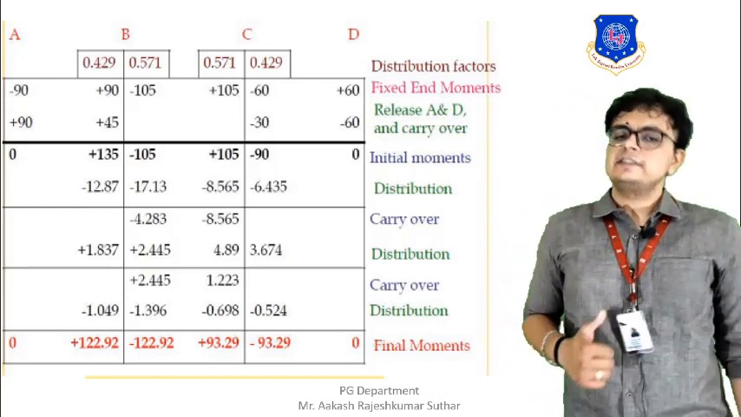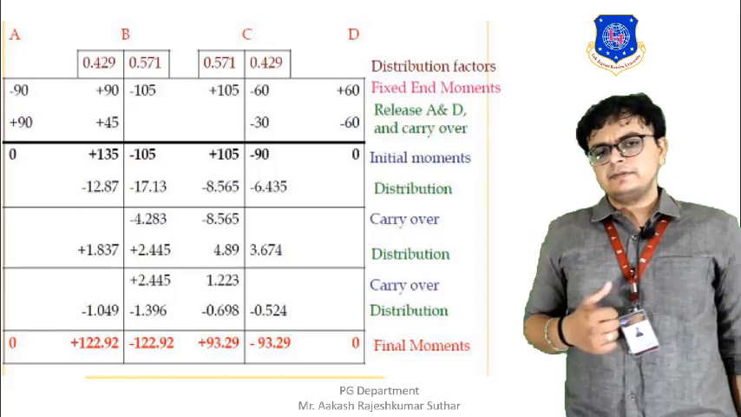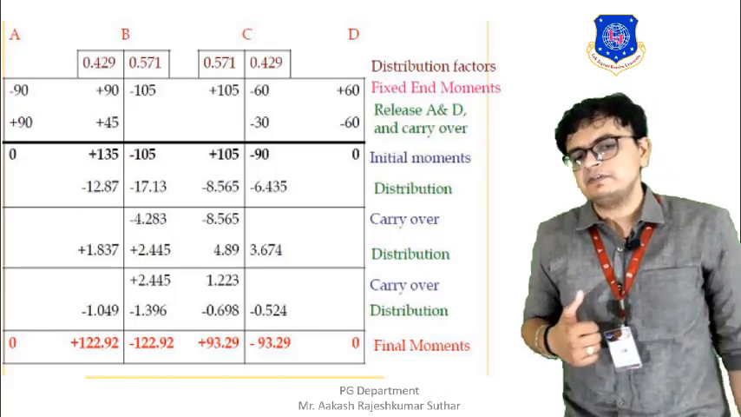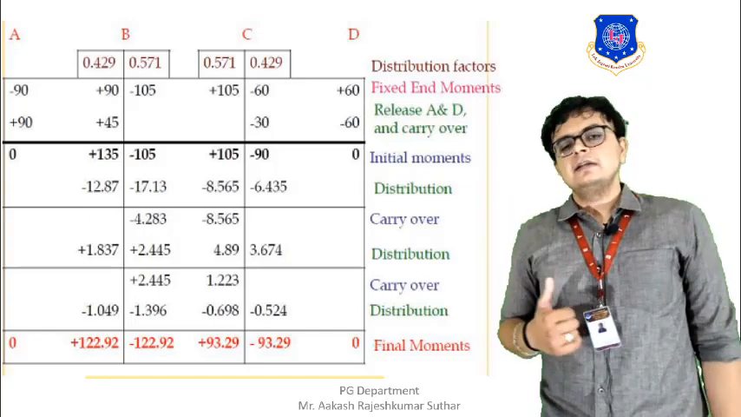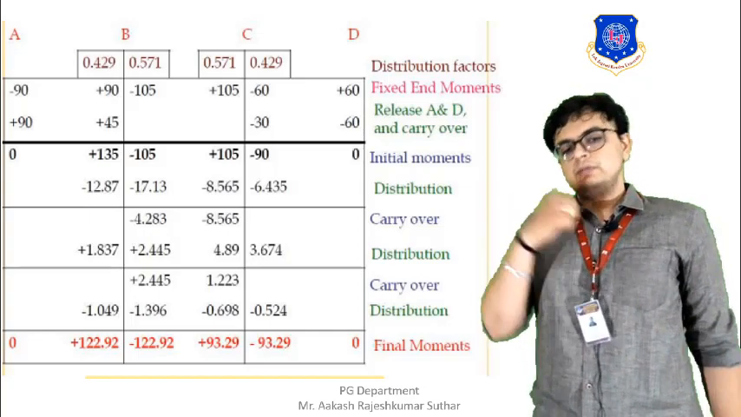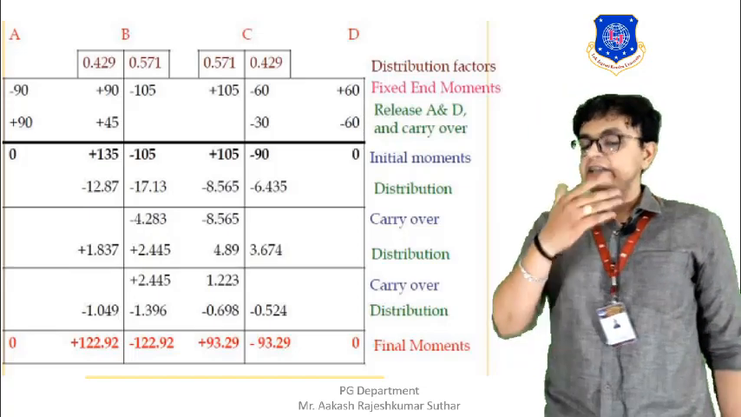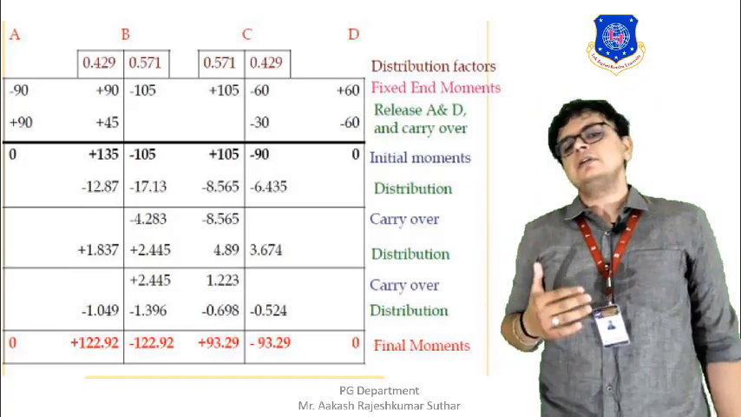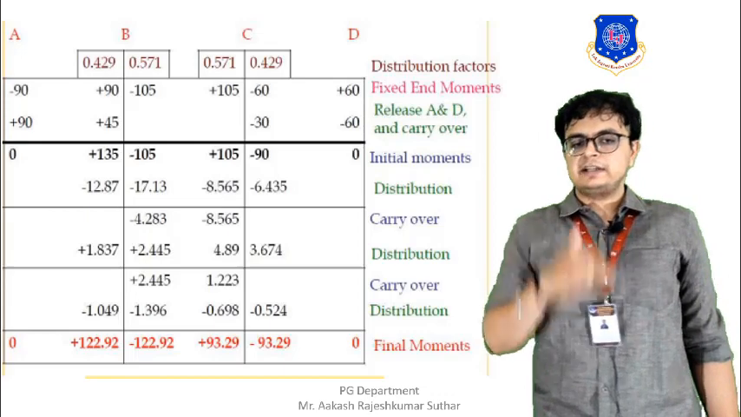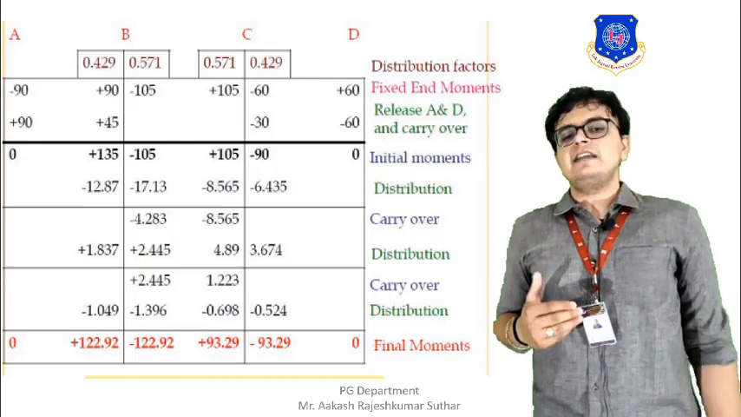Similarly for CD also, this minus 8.565 will be multiplied by 0.429. So ultimately we will be getting minus 3.674. But while putting it in the distribution, we have to take the opposite sign, so we have taken 3.67.